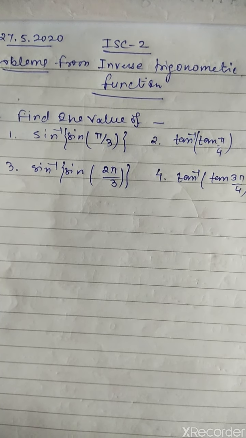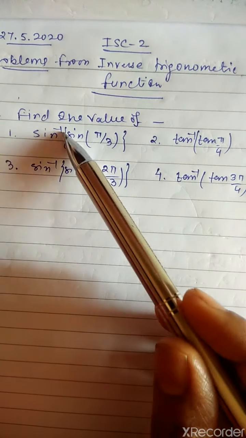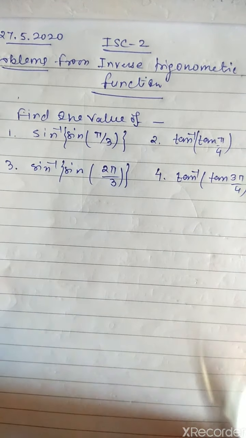So here earlier we have discussed some of the properties of this chapter, in which we have seen lots of formulas. So today we will use all those properties and formulas to solve these problems. The first problem is sine inverse of sine pi by 3. What is the value of this?